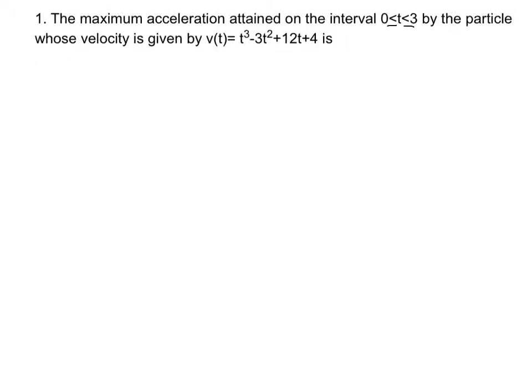They want the maximum acceleration that's attained. So with that being said, what we need to do is find an acceleration equation. So let's start by doing A of t equals, and we're going to take the derivative. So we have 3t squared minus 6t plus 12.